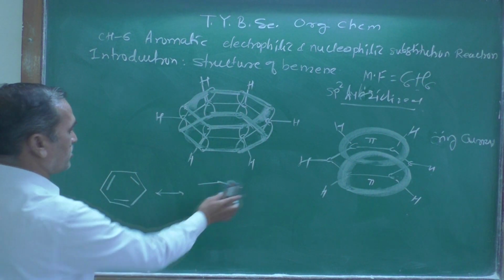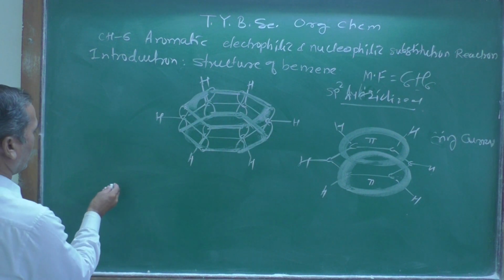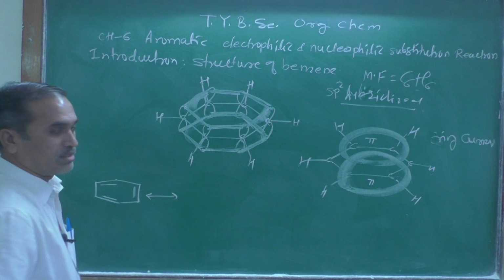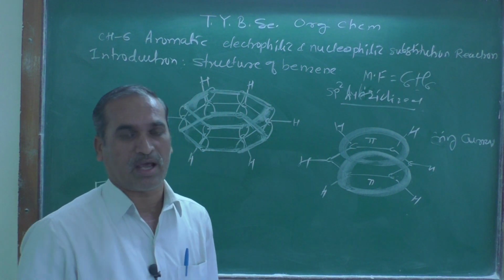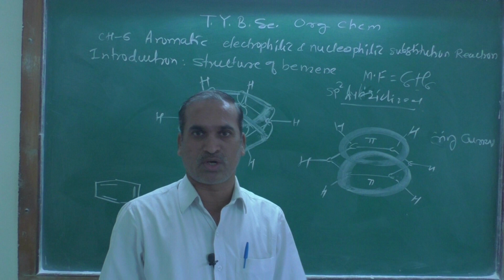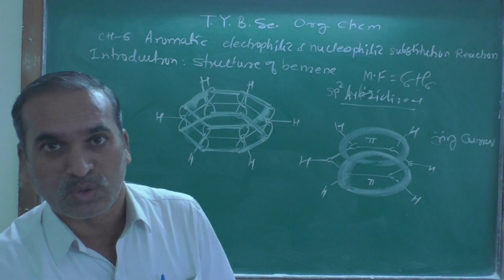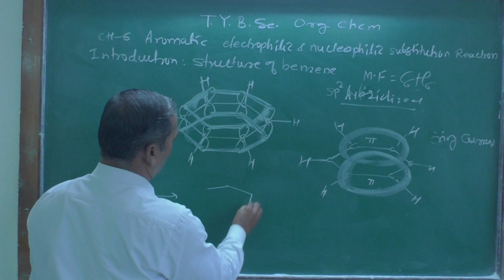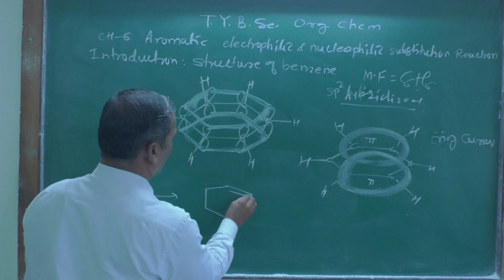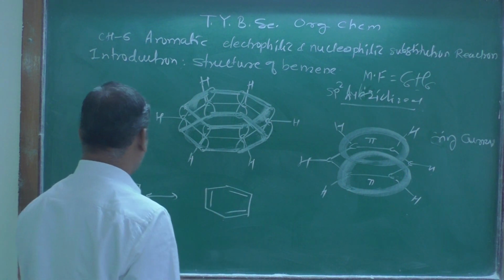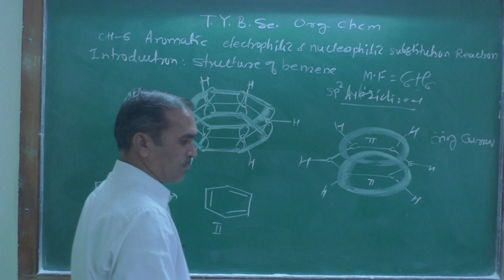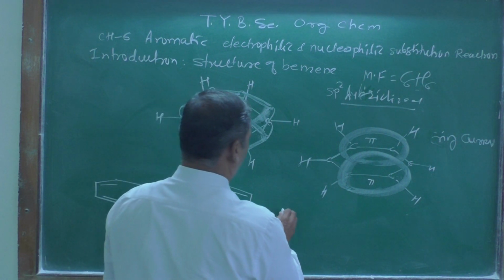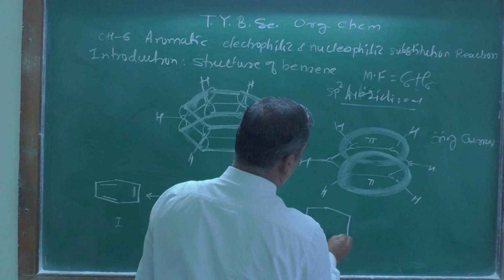Let us see the proper structure again. This is how we generally show benzene, and as we know, benzene can show resonating structures. As the number of resonating structures increases, the stability of the molecule also increases. This is the first structure, and we can draw another structure over here, with one double bond here, another double bond, and one double bond over here. Alternatively, these types of structures are known as canonical structures. 1 and 2 are known as canonical structures, and this structure we can show like this.